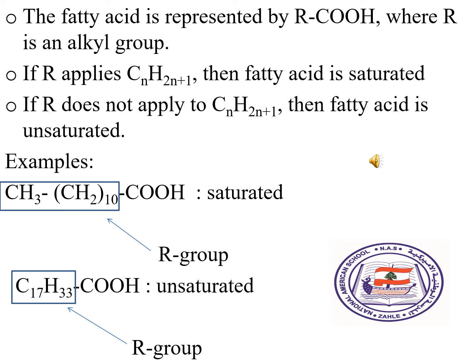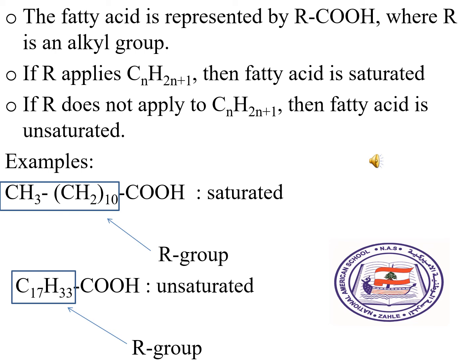Now, if you simply look at this R group, it applies to CnH2n+1 simply because the number of carbons is 11. So 11 times 2 is 22, plus 1 is 23. Here we have 23 H's, therefore this acid is classified as saturated.